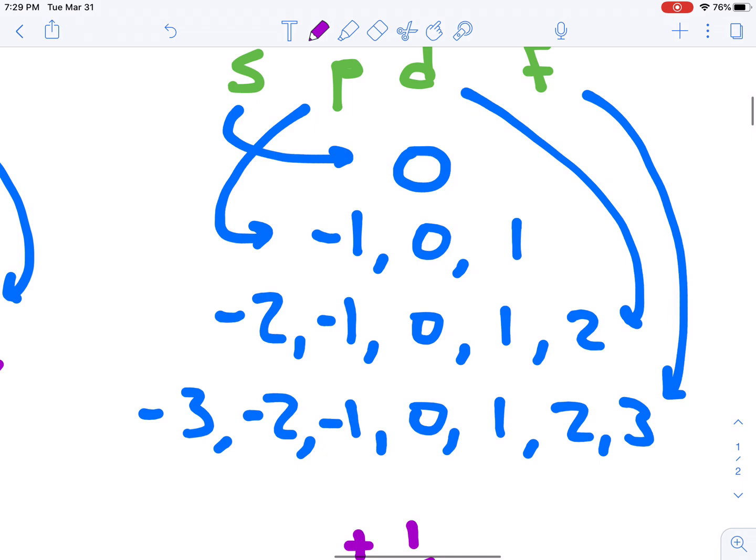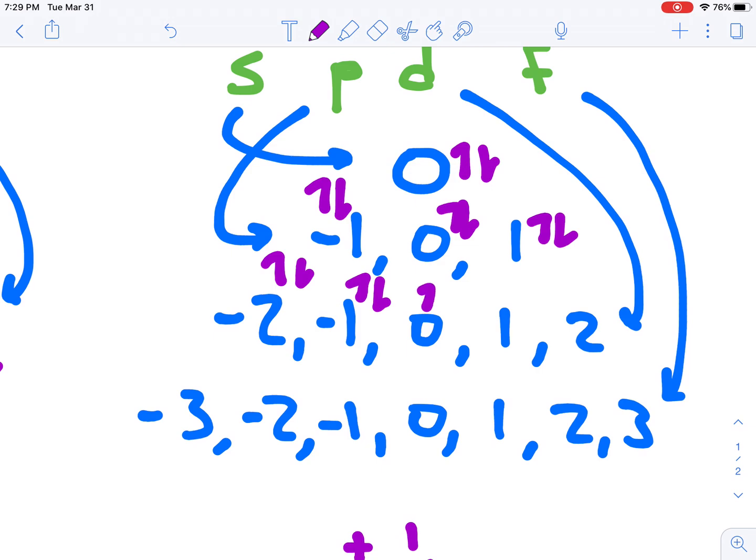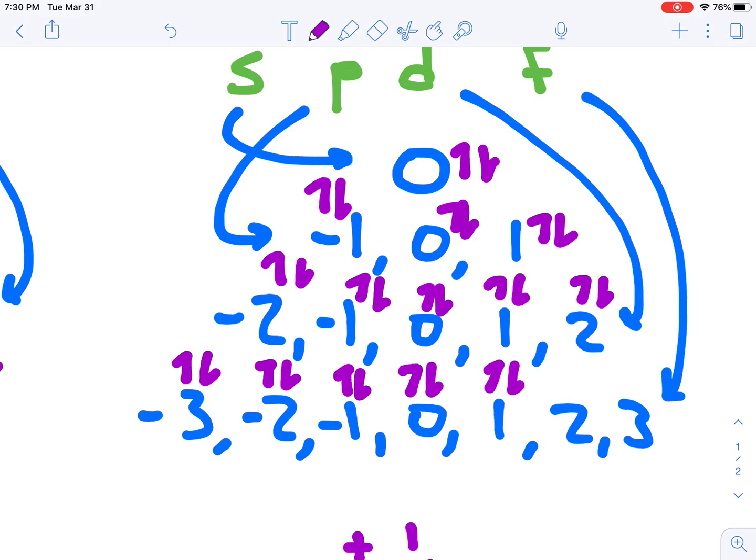So half arrows are going to be nice for us. This orbital can hold 2 electrons. This orbital, 2 electrons. This orbital, 2 electrons. This orbital, 2 electrons. And so on as you go down the line. Every single one of these numbers represents an orbital. Every single one of your orbitals can hold 2 electrons.